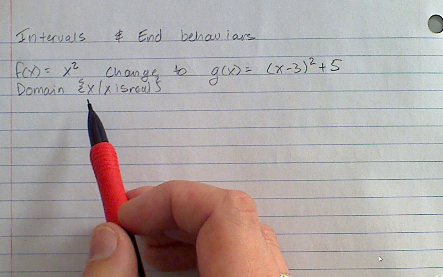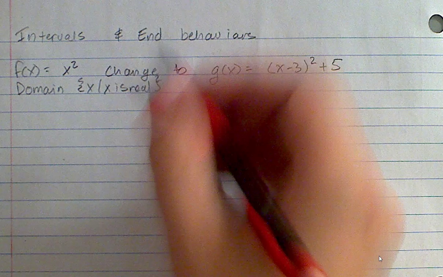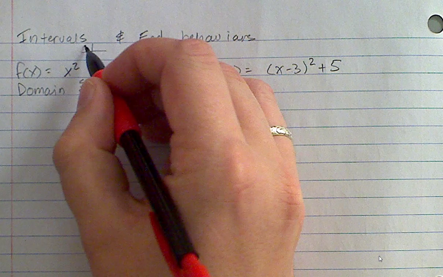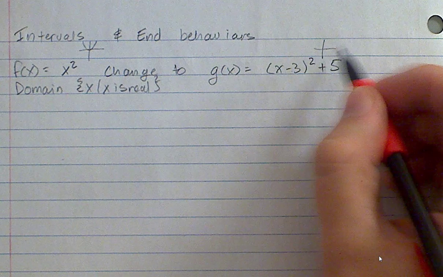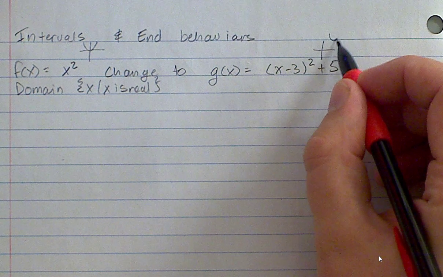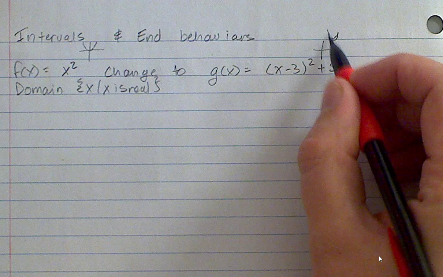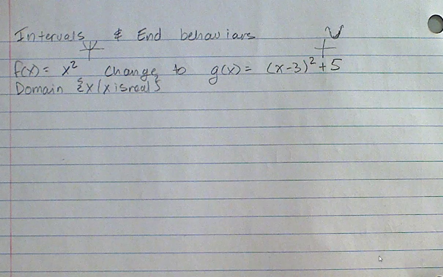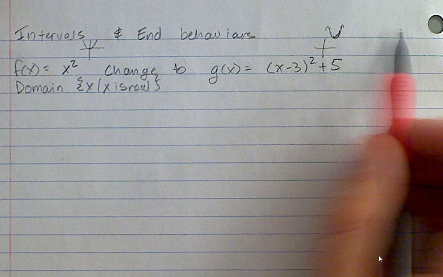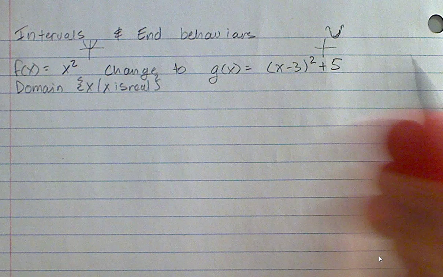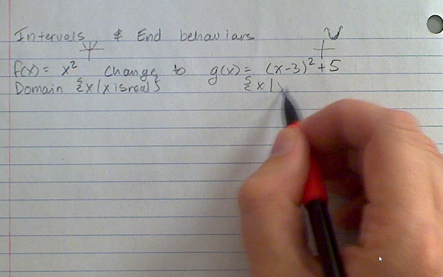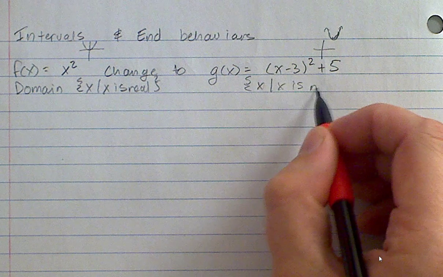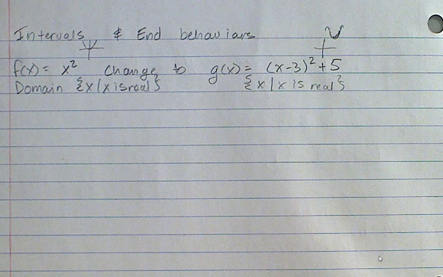No, because I had my original parabola, which had a vertex on the origin. I moved that parabola 3 units to the right and 5 units up, so it's here now. But it's still going to be able to touch every possible x value. It's going to keep going on both sides. So the domain is going to be the same. It's going to continue to be x such that x is real. So the domain is unchanged.